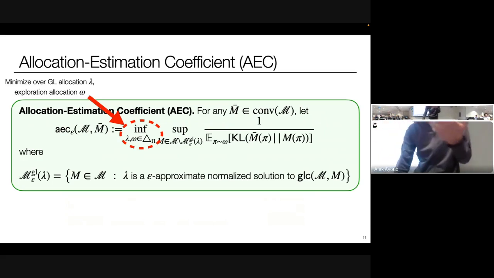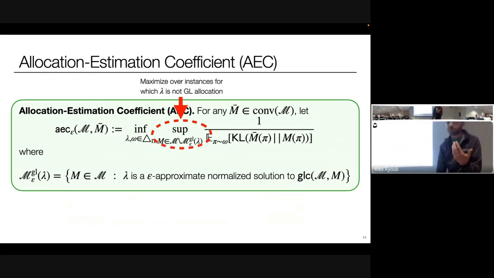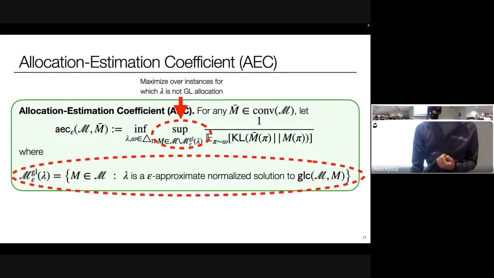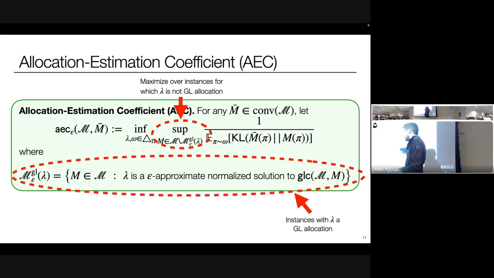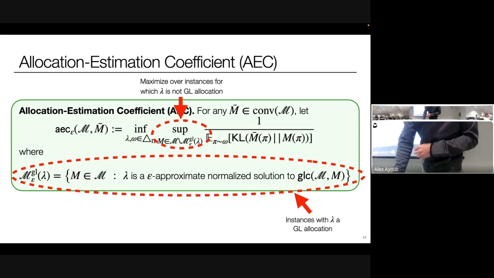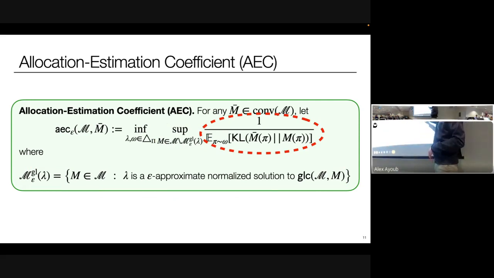So it's minimizing over these allocations, and then it's maximizing over instances in my model class that don't have lambda as a Graves and Lai allocation. To describe this in more detail, it's sup over models in M minus M_GL of lambda. M_GL of lambda is the set of instances such that lambda is a solution to the Graves and Lai problem. So the sup is over instances m which do not have lambda as a solution to the Graves and Lai problem. I'll make this more concrete in a second too. If you're not following, we'll make it more concrete.